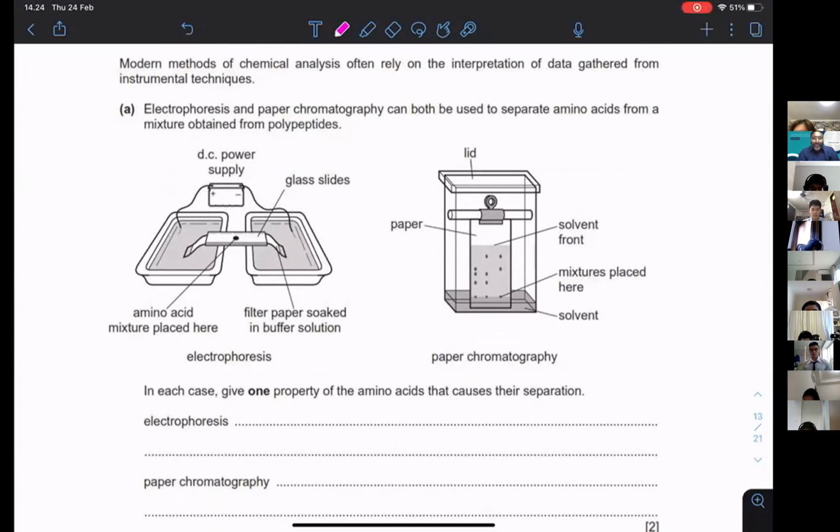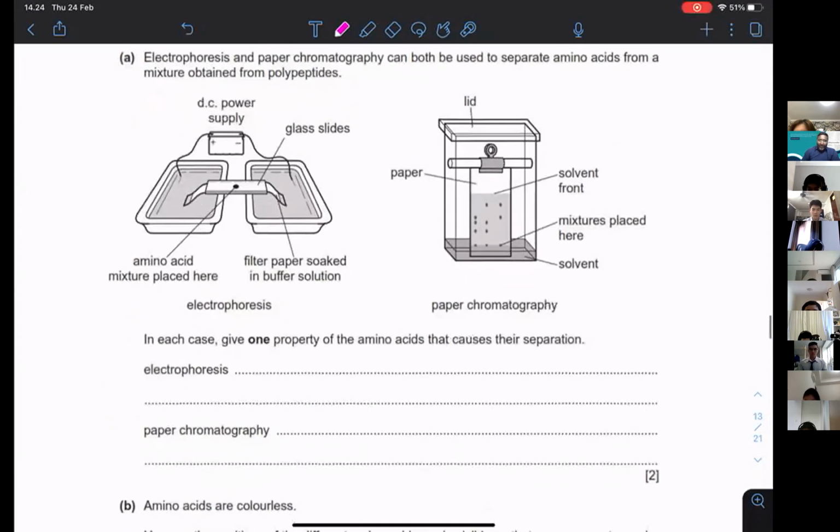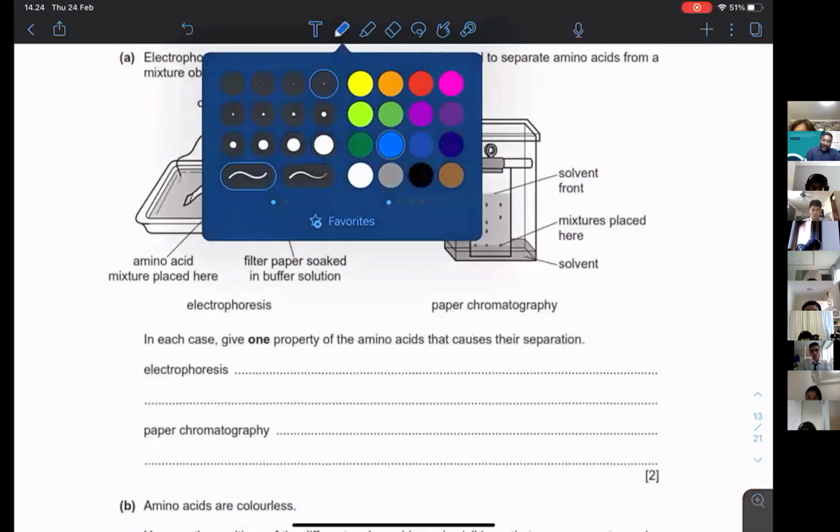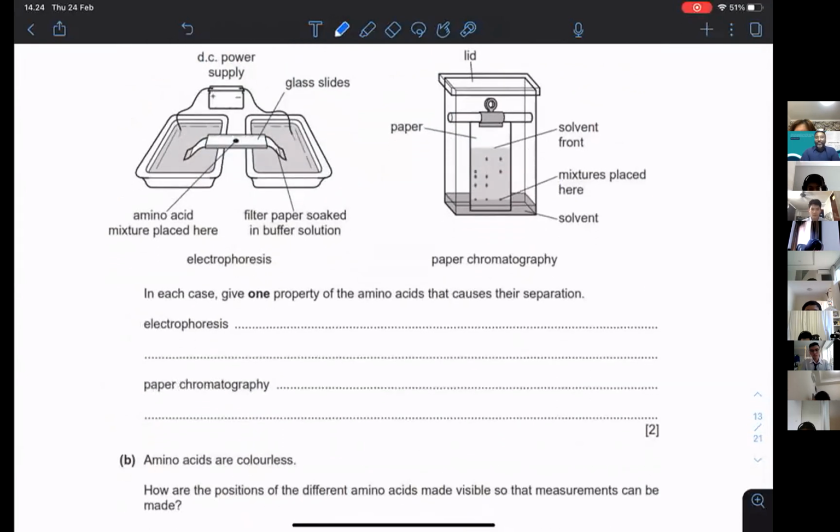So for electrophoresis, what causes the separation? There are 2 properties, but they are asking for one. It's okay, nothing wrong in giving more. The first property, because there is a DC power supply, give the important one first: it's going to be the charge of the amino acid.